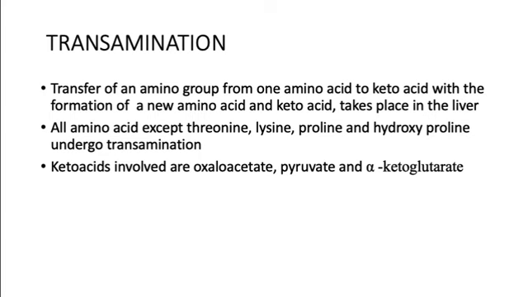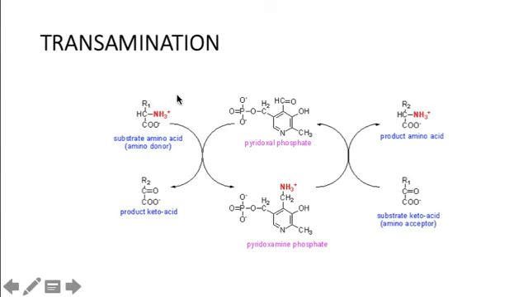So we'll look into the examples of transamination reaction. This is the substrate, that is the amino acid or the amino group donor. Now this gets converted to form the product, a keto acid. Here pyridoxal phosphate, PLP, is a coenzyme. This accepts the amino group to form pyridoxamine phosphate, and this amino group gets transferred to form the product, that is the new amino acid, and the substrate keto acid is an amino acceptor. So this is the basis of the transamination reaction.